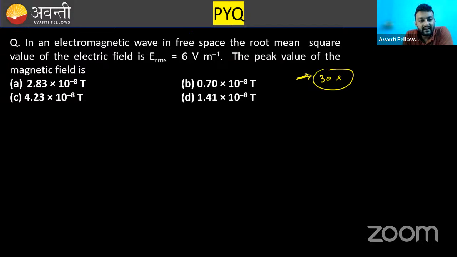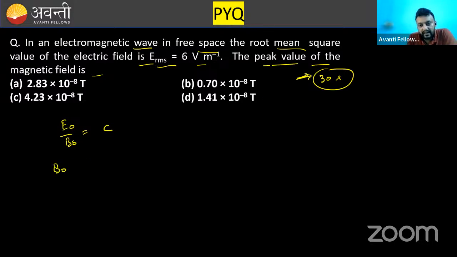The question says, in an electromagnetic wave in free space, the root mean square value of electric field, that means ERMS, is given. The peak value of magnetic field is asked. So remember one thing, the relation between E and B is going to be used. E is electric field, B is magnetic field. I told you E naught upon B naught is equal to C. Clear? So the peak value of the magnetic field, B naught, should be equal to E naught by C.